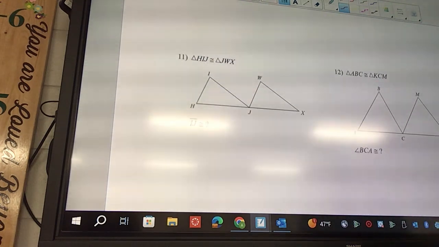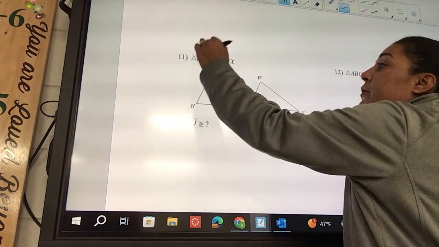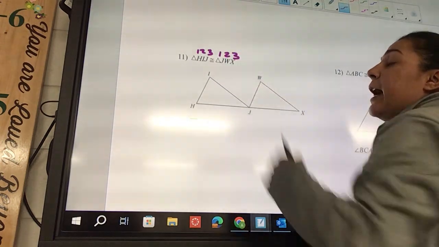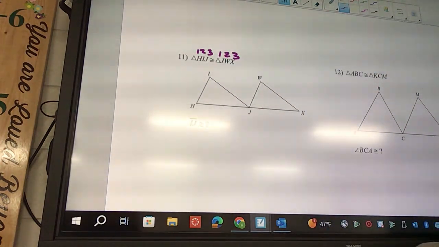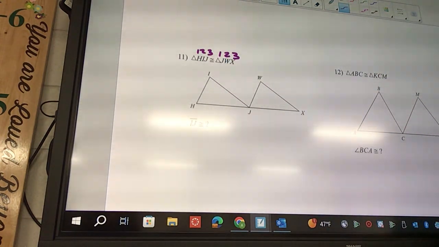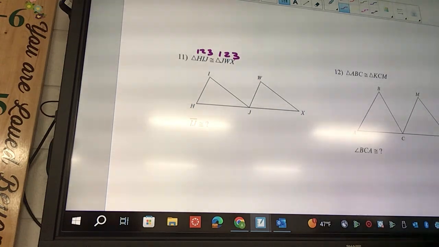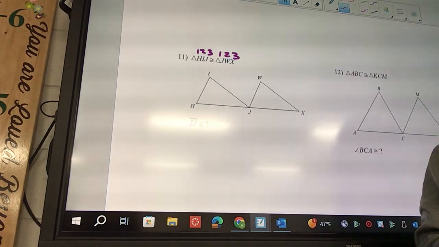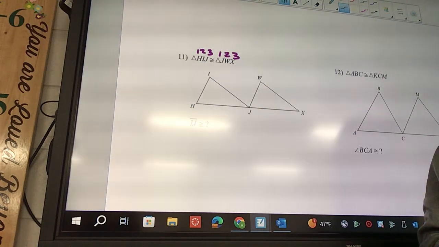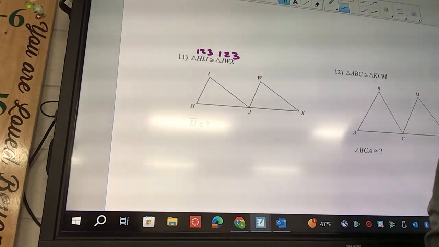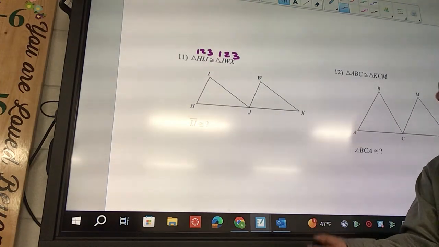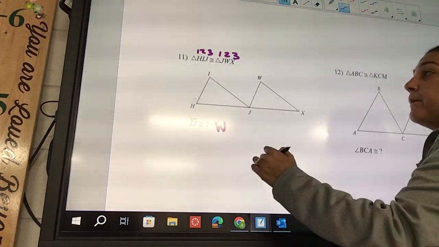Okay, 11. I to J. Okay, again, mark these. 1, 2, 3. 1, 2, 3. I to J. Where's I at? In spot what? 2. Where's J at? 3. So we're going from 2 to 3. What matches up on this side? What's in 2 spot? W. What matches up in 3 spot? X.